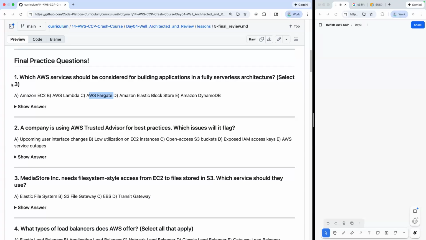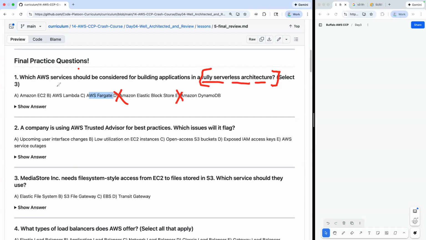So, number 1, which AWS service should be considered for building applications in a fully serverless architecture? Right away from looking at this question, I know where they want me to go. We want something that's serverless. Elastic Block Store, just the fact that it has store as in storage is going to rule it out for me. Amazon DynamoDB, DB is for database. Even if I don't know what it does, because it's a database and it's not related to serverless, I'm probably going to rule it out.